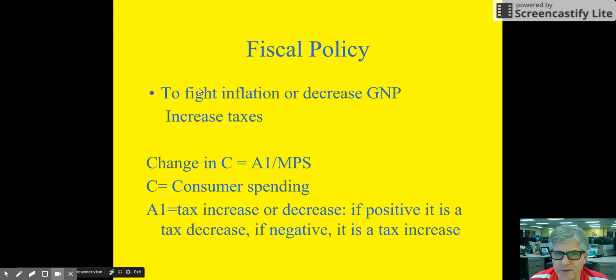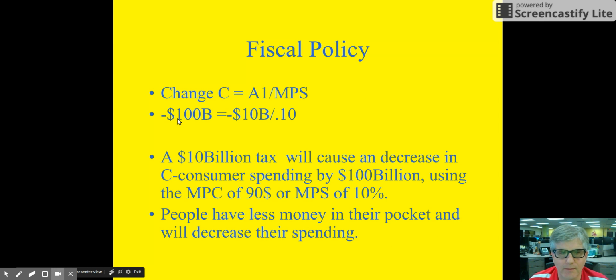Now just the opposite, if you want to fight inflation or decrease GDP or GNP, you increase taxes. Same formula, ΔT over MPS. C is consumer spending. Tax, in this case, will be negative, it will be a tax increase. So what we have is minus 100 billion equals minus 10 billion over 0.10. A $10 billion tax increase will cause a decrease in consumer spending by 100 billion using MPC as 0.90, MPS of 10%. People have less money in their pocket and decrease their spending. So you raise taxes, you lower spending in C.